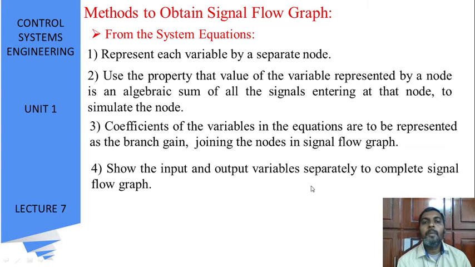So, methods to represent a signal flow graph. How are we going to represent it, or what are the methods used to represent a signal flow graph? First one, from the system equations. That means by taking the system, they are going to give us some system equations. By making use of those system equations, we need to draw a signal flow graph.